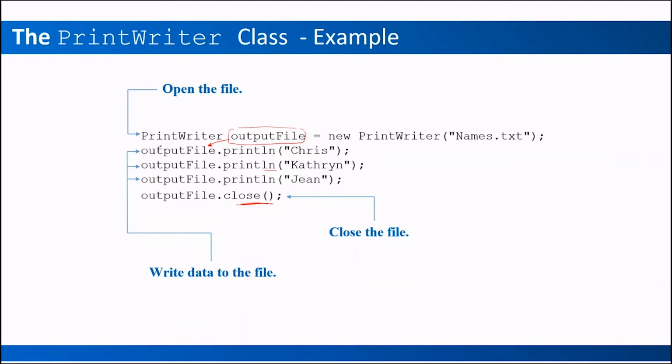So 3 steps: open a file and prepare it to be written to, which is done with this step. We are creating an object which will open the file called names.txt and get it ready to be written to. Then using print, print line, printf statements, we write whatever we want, and then we close the file.